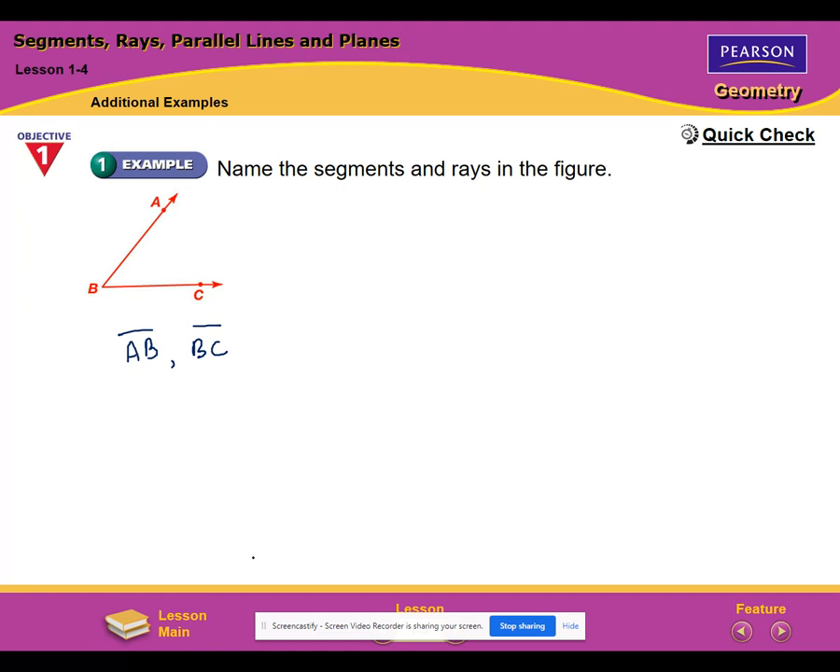Segment AB and segment BC. Now, what if I flip the letters around? Any problem with that? Segment BA, wouldn't that be the same thing? Yes, it would. What if I flipped around C and B? That would be the same thing.